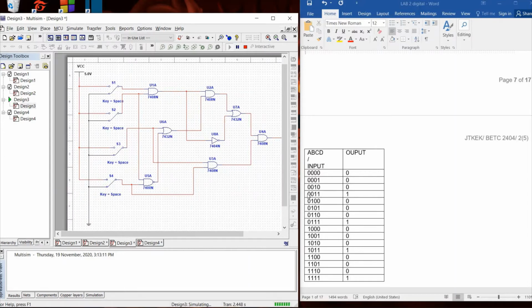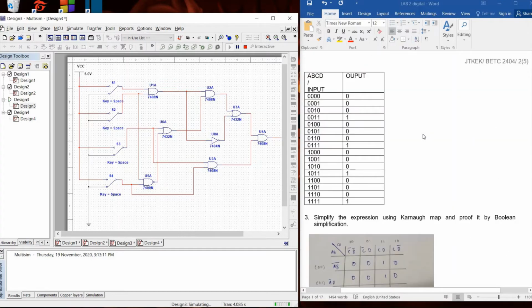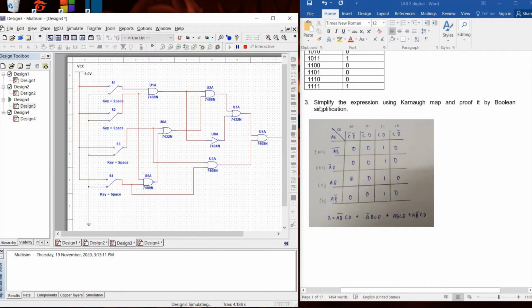So you can follow my truth table here. If you need to understand it more, you should memorize the flow of each logic gate so that you can understand this part very easily. Thirdly, they ask to simplify the expression using Karnaugh map and prove it by Boolean simplification.